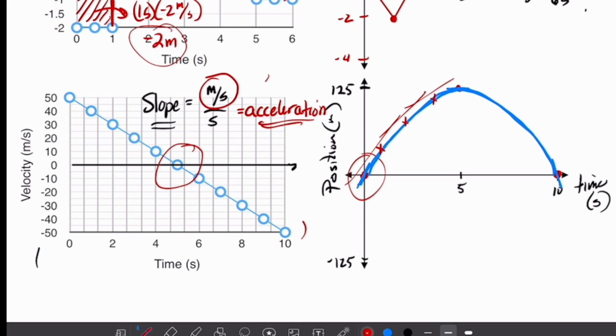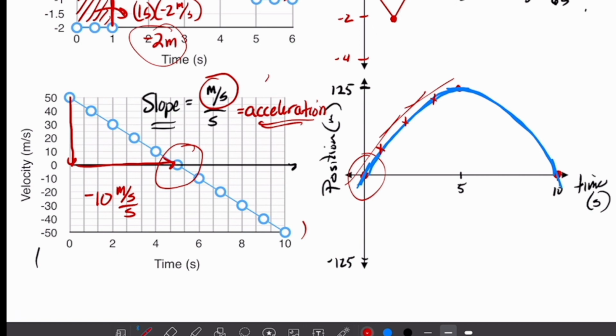If we look closely here, this slope, let's do it real quick. Rise is negative 50. Run is 5. Negative 50 divided by 5 is negative 10 meters per second per second. So the acceleration pictured in this graph was negative 10 meters per second per second.